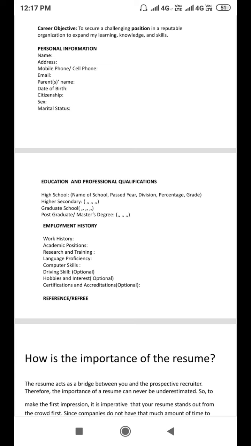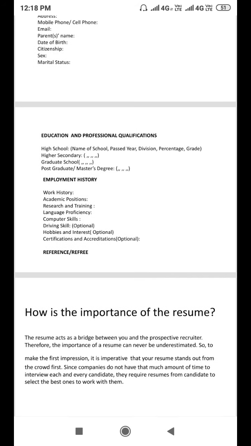Next, you can write education and qualifications, professional qualifications. You can write your high school education, name of the school you passed, in which year passed, the passing year, division, percentage, or grade. In the same way, higher secondary, same thing, name of your higher secondary, and then passing year and your division, percentage, grade. And if you have completed graduation, you can write the same. Okay, and postgraduate, master's degree. If you have done a doctorate, you can also do your postdoctorate, any qualification, and then your education qualification.